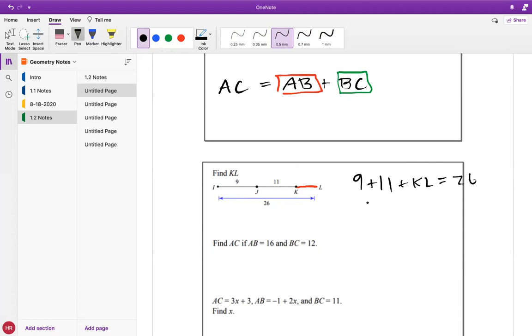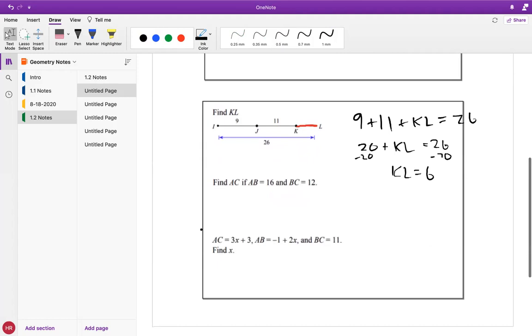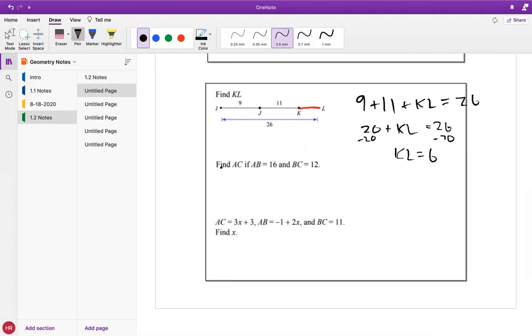Now I do a little algebra, maybe 20 plus KL equals 26. And then I would subtract 20 from both sides. Now we get KL equals 6. That's how you do that one. This is basically the same kind of problem, except you have to draw your own picture, but that's okay.